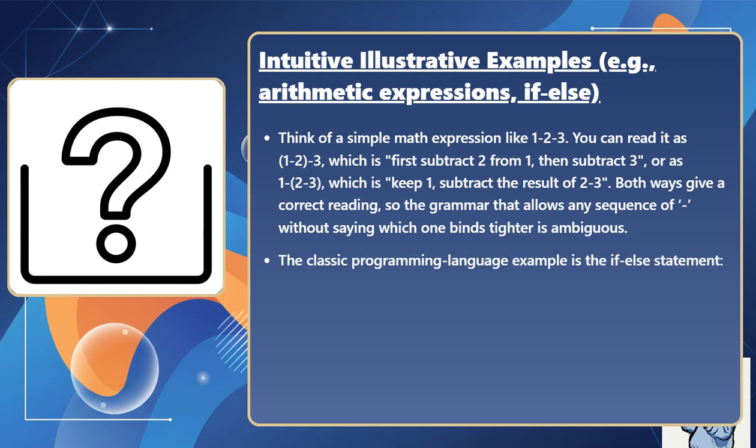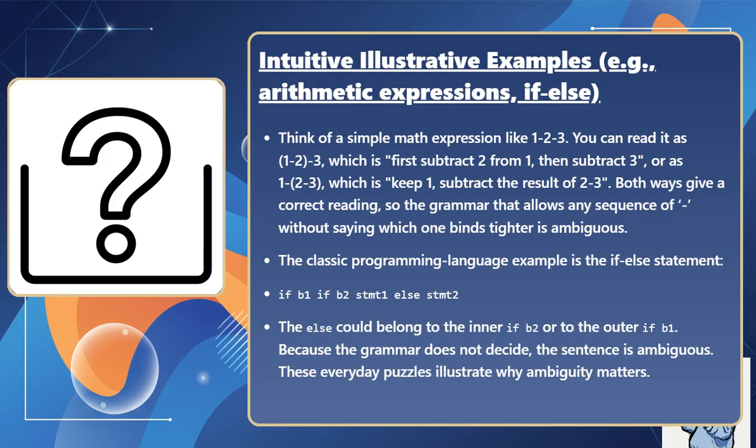The classic programming language example is the if-else statement. If B1, if B2, statement 1, else statement 2. The else could belong to the inner if B2 or to the outer if B1. Because the grammar does not decide, the sentence is ambiguous. These everyday puzzles illustrate why ambiguity matters.